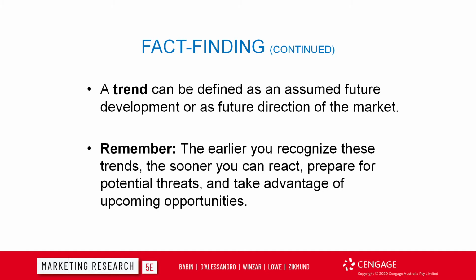A trend itself can be defined as an assumed future development or as future direction of the market. But how can we detect it really early? In the context of marketing today, usually the first signs of a shift show themselves through social media or engagement metrics. This crucial rise or fall in traffic, engagement, or variation in demographics is what reveals the business competitive advantage. You should remember that the earlier you recognize these trends, the sooner you can react, prepare for potential threats, and take advantage of upcoming opportunities.